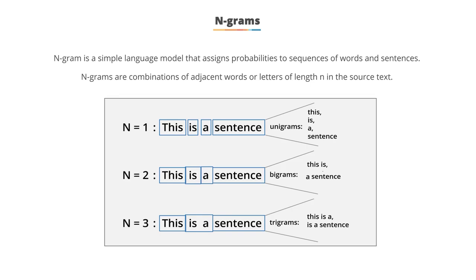As in the given example, this is a sentence. All of these words are considered individual words and thus represent unigrams. A 2-gram or bigram is a two-word sequence of words like this is, or a sentence, and a 3-gram or trigram is a three-word sequence of words like this is a, or is a sentence.